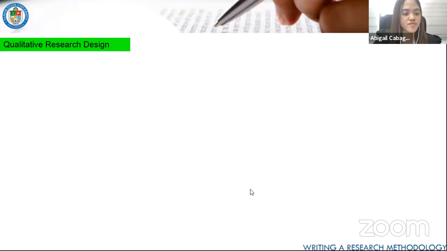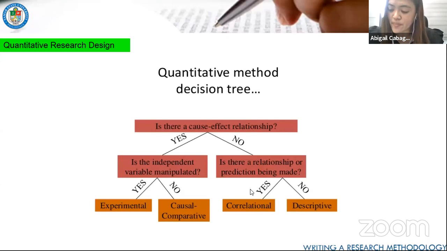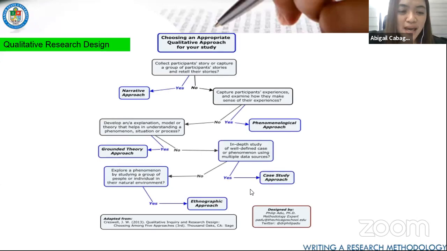Now, qualitative research designs are characterized by establishing answers to the how and the why of the phenomena. I have a guide in choosing an appropriate qualitative approach for your study. This was adapted from Creswell, and this will help us identify what qualitative approach we are going to use. Is your purpose to capture a group of participant stories and retell their stories? If yes, you can make use of the narrative inquiry approach.